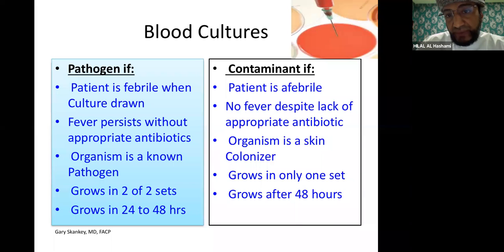On the other hand, you can consider the blood culture a contaminant if the patient is otherwise afebrile, and there is no fever despite lack of appropriate antibiotics, the organism is a skin colonizer, or it grows in only one site rather than two, or it grows after 48 hours of sending the culture. So this is for the blood culture, just to give you an idea of how to differentiate a true pathogen from a contaminant.